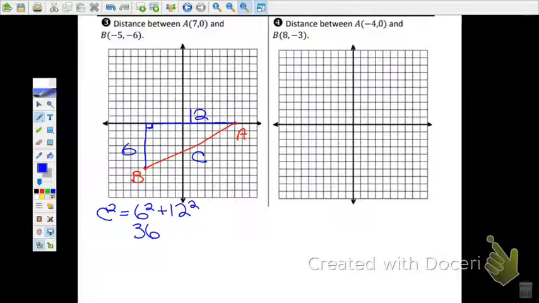Okay, so we have 36. 12 squared is 144. So when I add them together, I get 180.